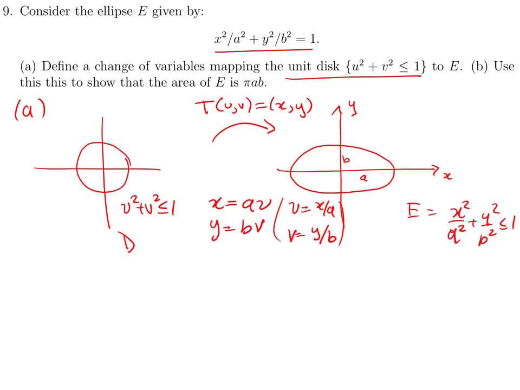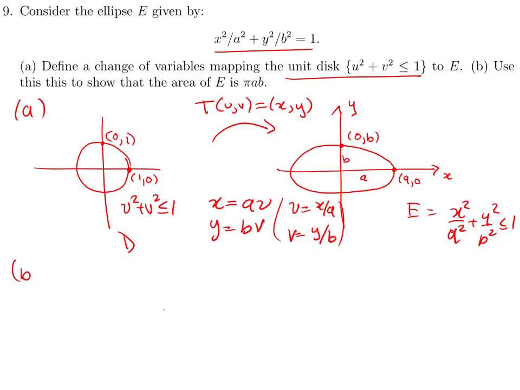You can also just do a sanity check. If you look at a point on the boundary here, this is the point 1, 0, it gets mapped to the point a, 0. And this point 0, 1 gets mapped to the point 0, b. And it's clear that this is a one-to-one transformation. Given any x and y, there's a unique UV that maps to it, and vice versa. So that's the change of variables.